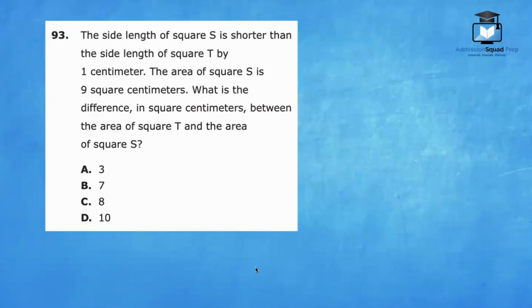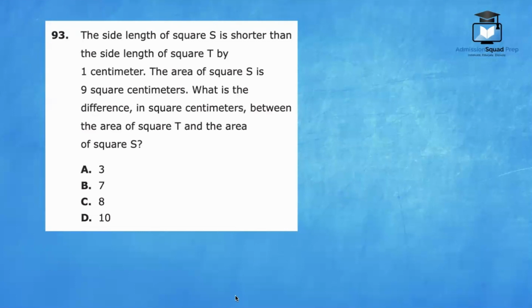Number 93, the side length of square S is shorter than the side length of square T by 1 centimeter. The area of square S is 9 square centimeters. What is the difference in square centimeters between the area of square T and the area of square S?